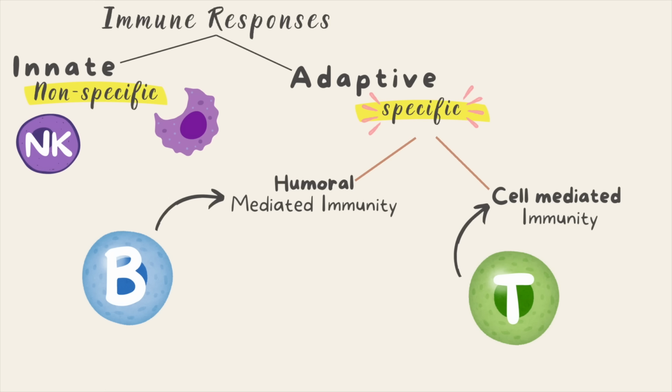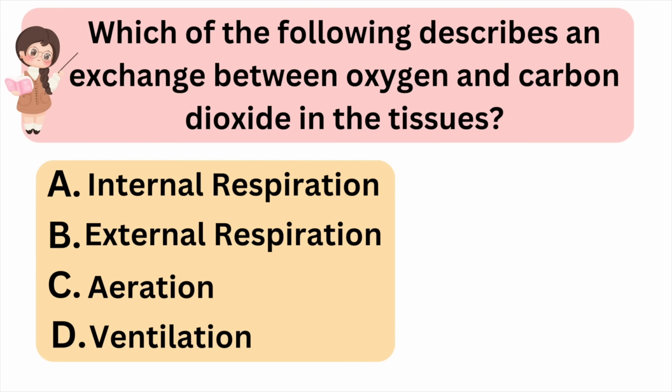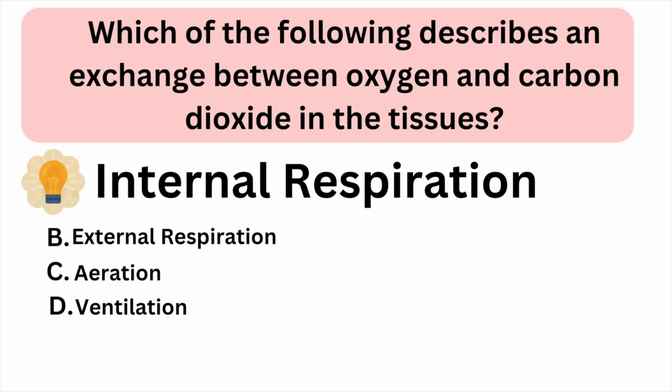Alrighty guys, question number 11. Which of the following describe an exchange between oxygen and carbon dioxide in the tissues? A, internal respiration, B, external respiration, C, aeration, or D, ventilation? Our answer here is internal respiration.